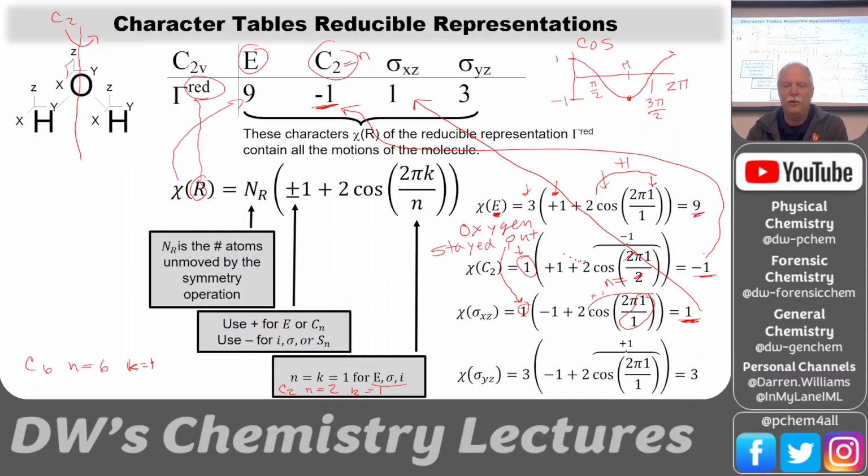So we still have a plus 1 for the cosine, which multiplied by 2 gives us plus 2. We subtract 1, so now we're down to plus 1. Multiplied by 3, we end up with 3 here. So that's our 4th character in our reducible representation.